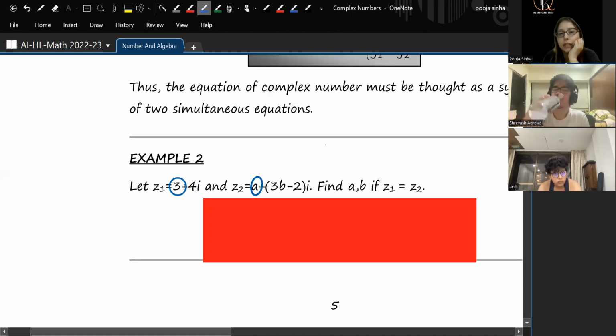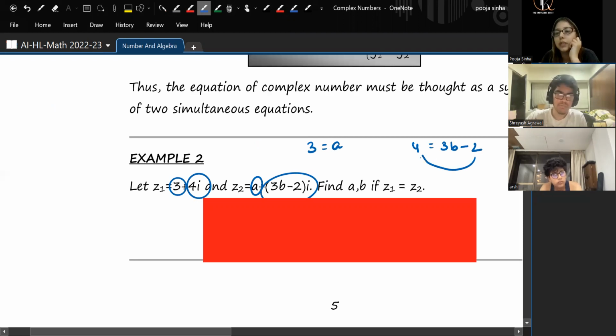So can I say that 3 is equal to a? So I got the value of a. And this one is the imaginary part, and this is the imaginary part. So can I say 4 is equal to 3b minus 2? This minus 2 goes here. It becomes 6 is equal to 3b. Shreyash, your answer is absolutely correct. b is equal to 2.